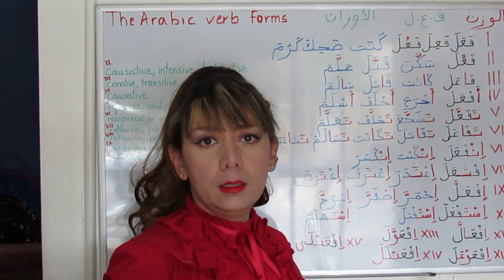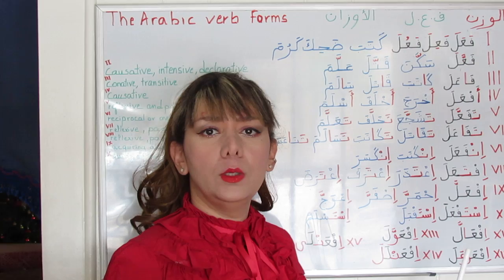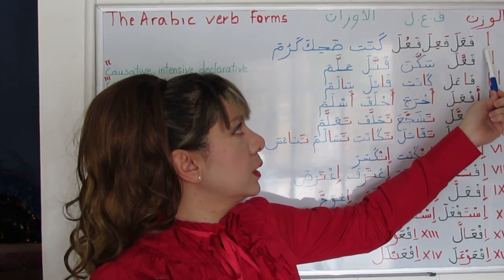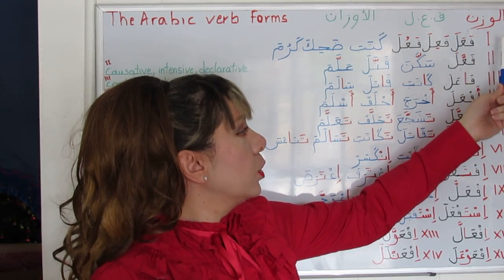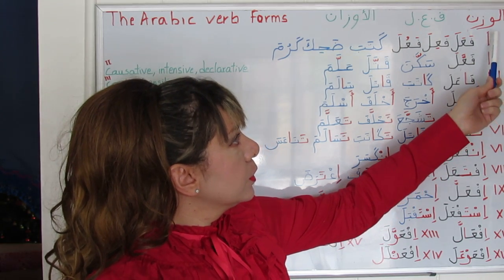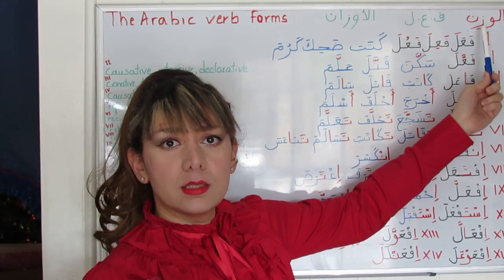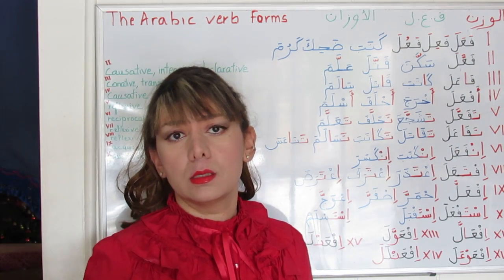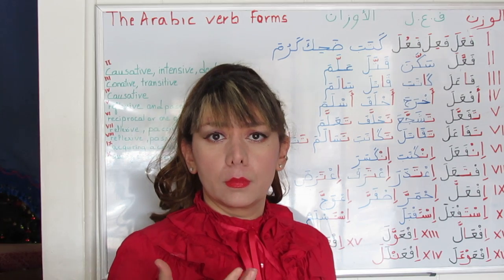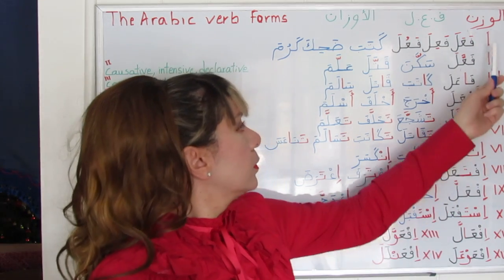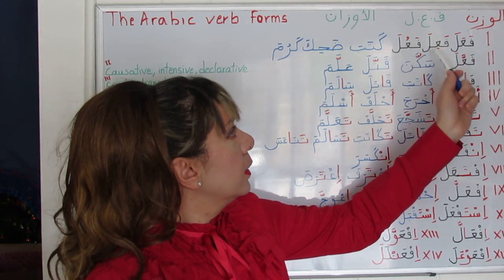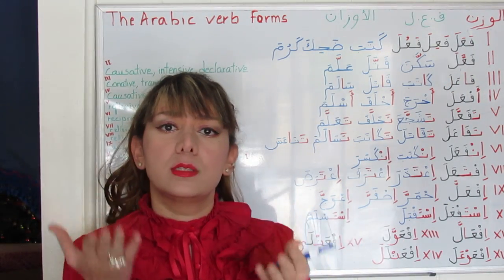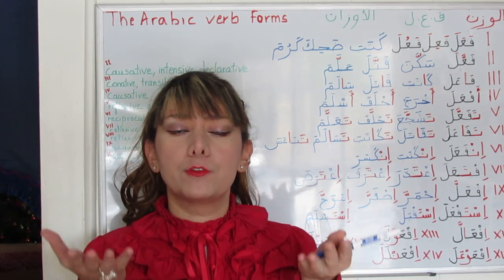So there are 15 verb forms, but mainly we use just the first 10. Each form, al-wazn, is numbered, and the Roman numeral system is used. Al-wazn means in Arabic weight. So the weight of kataba is fa'ala. The same weight, kataba fa'ala, nafsul wazn.